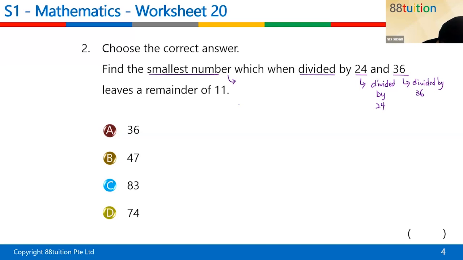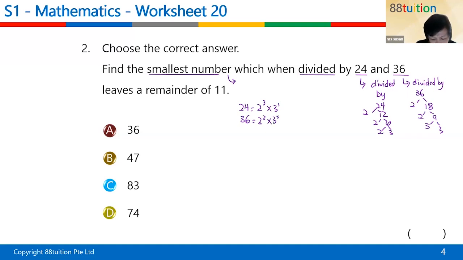What I need to do is the prime factorization for 24: 2, 12, 2, 6, 2, 3. So 2 to the power of 3 multiplied by 3 to the power of 1. We are finding the prime factorization here. Okay, divide by 2. So you have 36: 2 to the power of 2, 3 to the power of 2. Okay, so what is the number here that both can be divided? That means we are going to find the common multiple.